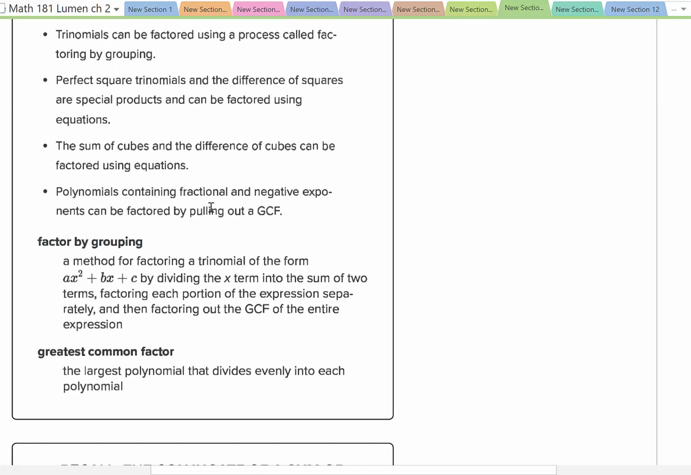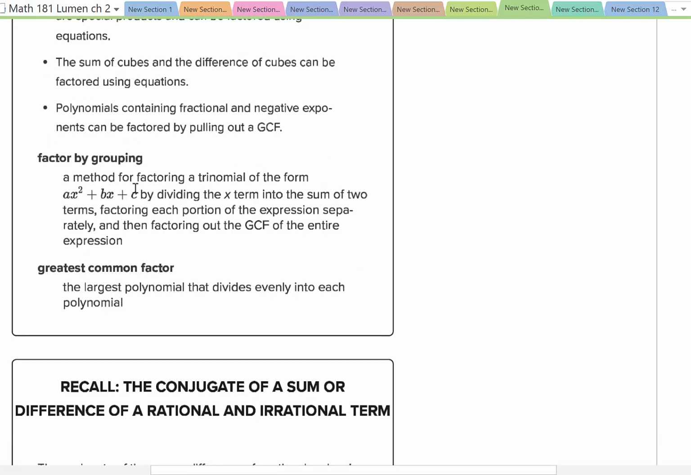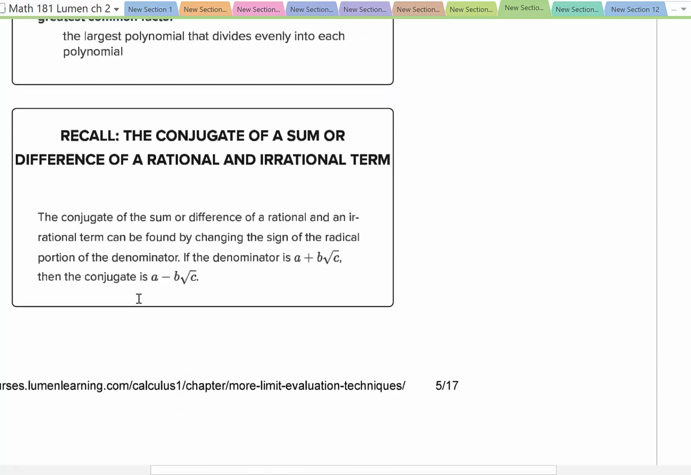Polynomials containing fractional and negative exponents can be factored by pulling out a greatest common factor. Factoring by grouping, this is the AC technique. Hopefully you recall that. And then greatest common factor, the largest polynomial that divides evenly into the polynomial.